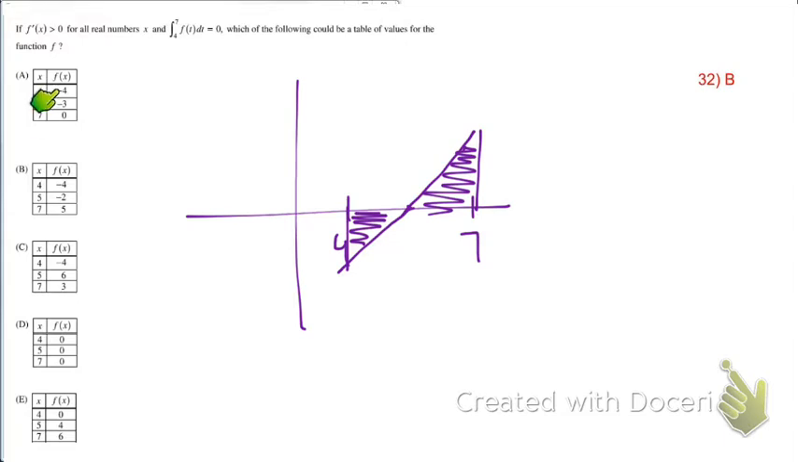So because of that, if it's going from -4 to -3 to 0, that means that it was always below the x-axis, and it finally got to the x-axis at 7. So that couldn't be it, because there would be no positive area.